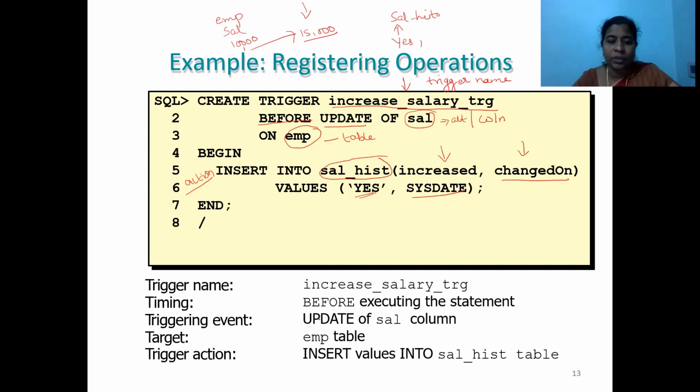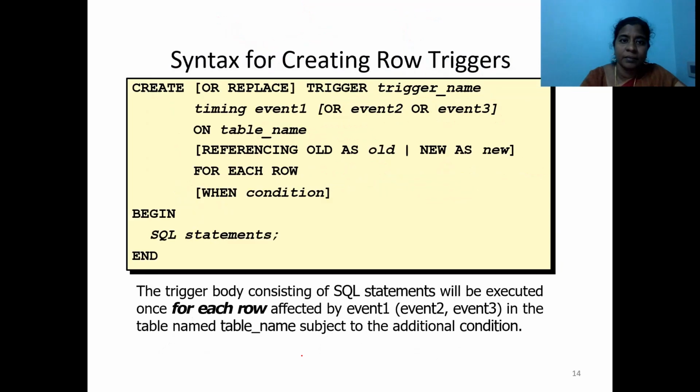So in this example, as I said, the trigger name is increase salary trigger. Timing is before executing the statement. Triggering event is update of salary column. The target object is employee table. And the triggering action you wanted to perform is some insert operation. You got it? It's very simple.